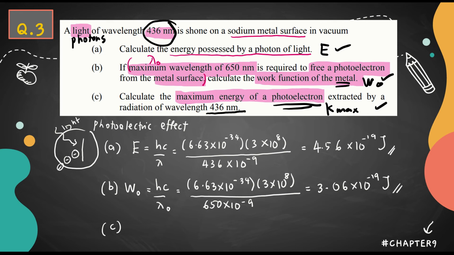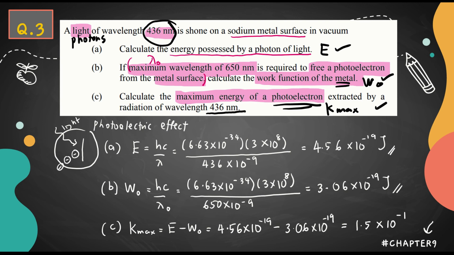So we have the original condition. So we have the Einstein photoelectric effect equation. So your K max is basically equal to the energy of the photons minus the work function. So we have got the two values from A and B. Now we just substitute the values, 4.56 times 10 to minus 19 minus 3.06 times 10 to minus 19. Then your answer will be 1.5 times 10 to minus 19 joule.